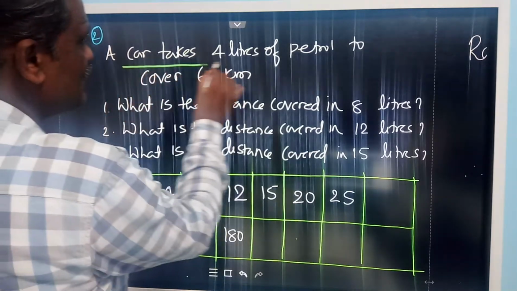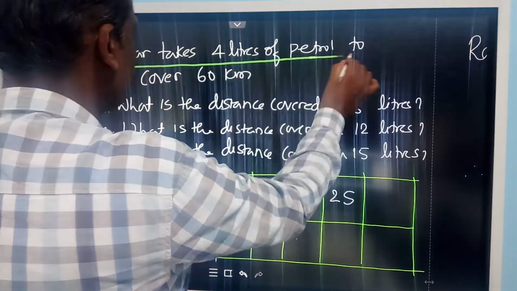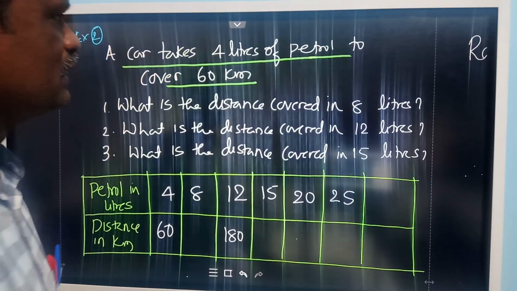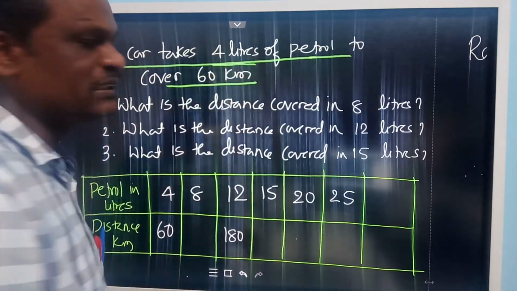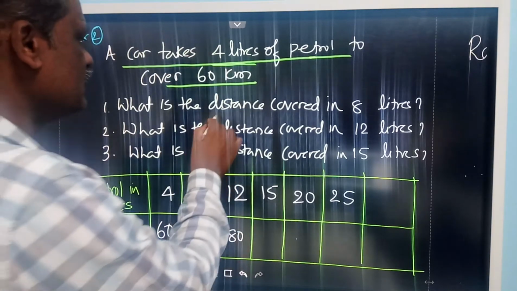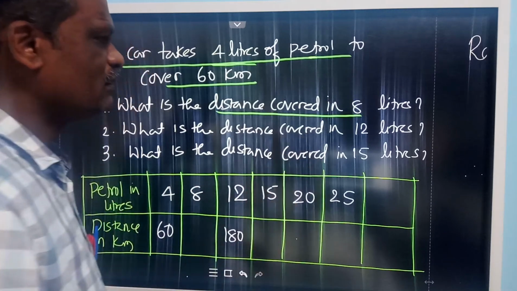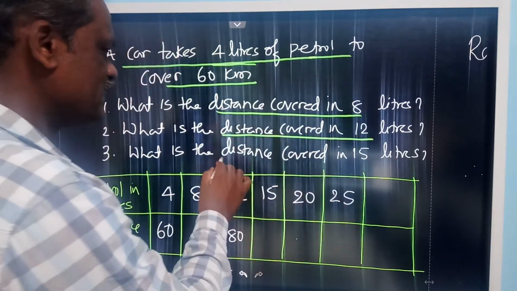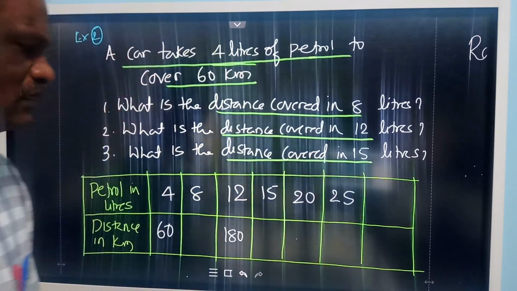A car takes 4 liters of petrol to cover 60 kilometers. If you travel in a car, it consumes 4 liters to cover a 60 kilometer distance. Tell me what is the distance covered in 8 liters? What is the distance covered in 12 liters? What is the distance covered in 15 liters?